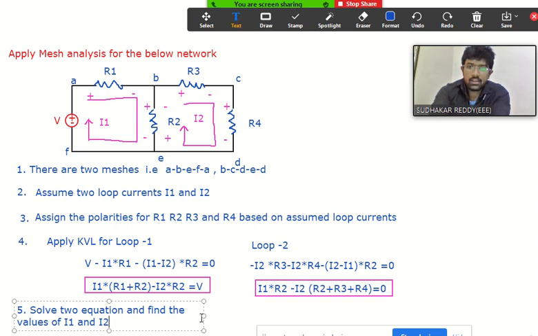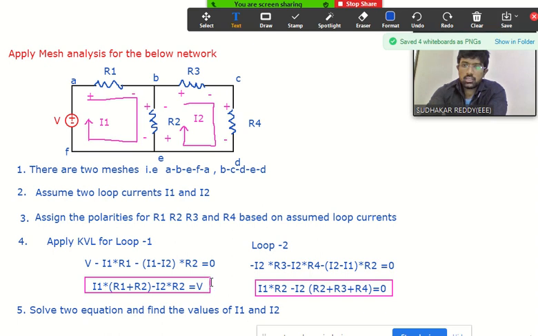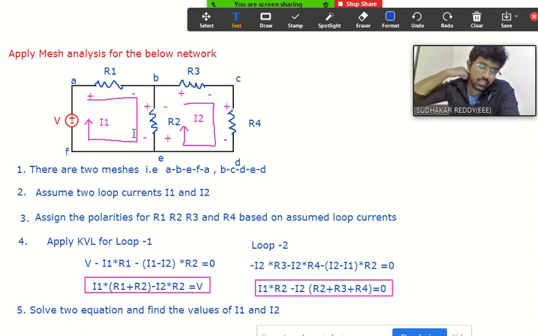So once you have I1 and I2, you can find any branch current, right? For example, suppose I want to find the current passing through R2. Simply I can consider I1 minus I2 or I2 minus I1. Understood everyone how to apply mesh or loop analysis?